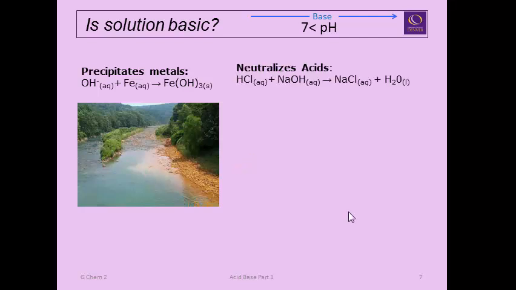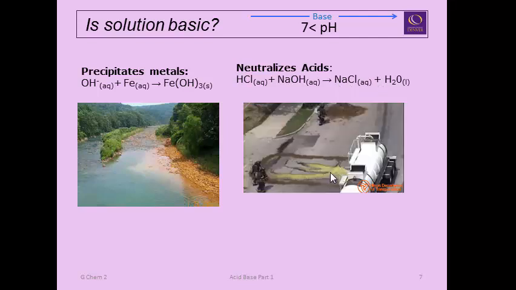So another reaction is that a base is able to neutralize an acid and leave salt and water. This is a chemical spill that released a lot of muriatic acid, or hydrochloric acid, out on the street, so the hazardous safety people actually neutralized it with a base. And so the net ionic equation that's important there is that a hydronium ion plus one hydroxide just makes water, and this is the neutralization reaction.